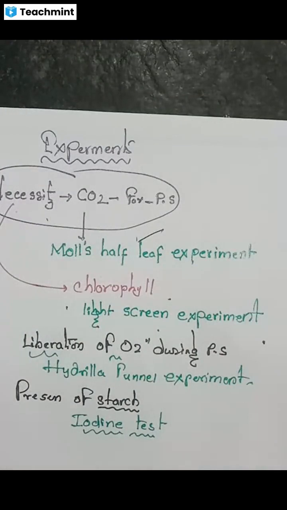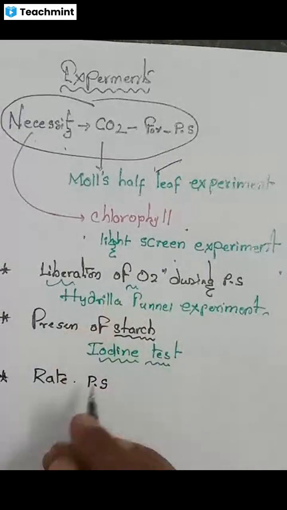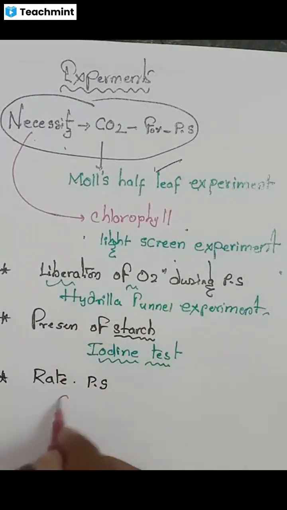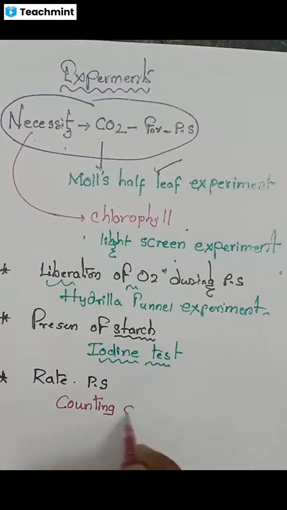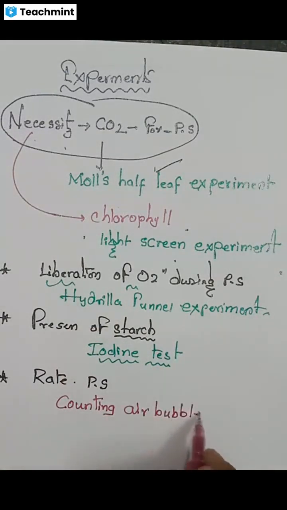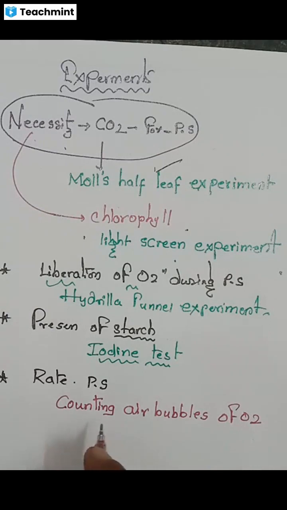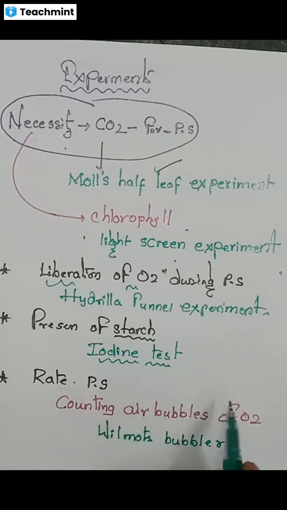And next one, the rate of photosynthesis can be known by counting air bubbles of oxygen through Wilmott's bubbler. So clear.